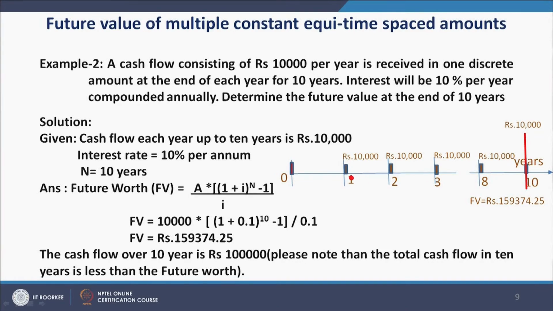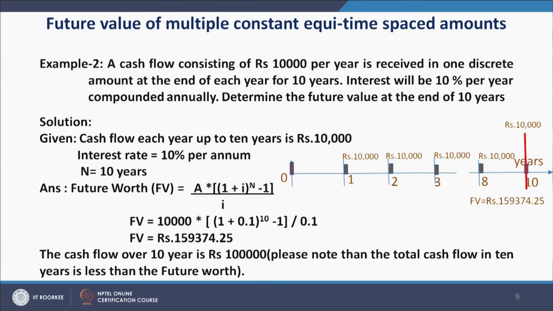So, what is demanded is that at the end of first year 10,000 is invested, at the end of second year 10,000 is invested, at the end of third year 10,000 is invested, and so on up to the end of 10th year, and at the end of 10th year we want the future value. So, the future value of each of these amounts is to be added up to find out the total future value.